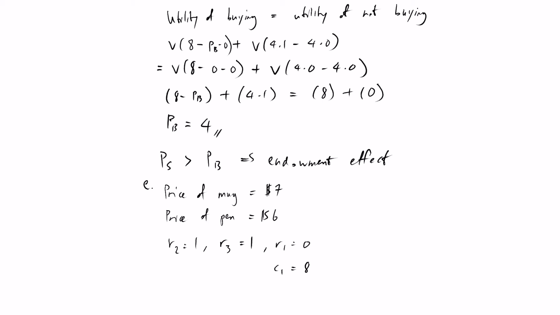Now the question asks, would he buy a mug for $7 if that was the only choice he was offered? This is actually 3 questions. Would he buy a pen for $6 if that was his only option? Would he make both purchases? Briefly explain intuition. Actually, it's 4 questions. Would he buy a pen? Would he buy a mug? Would he buy both? And why? Okay.